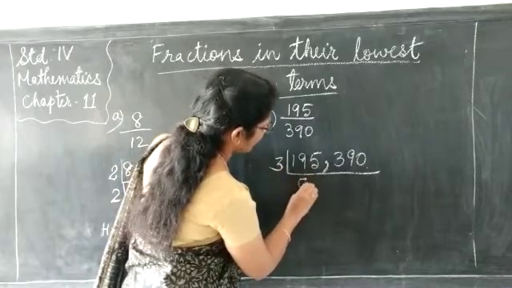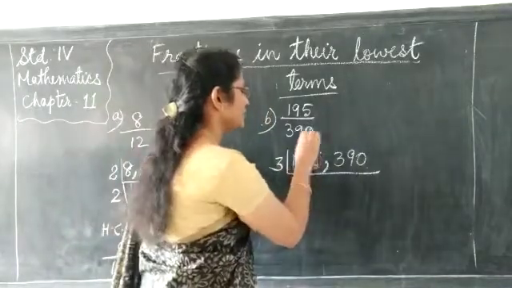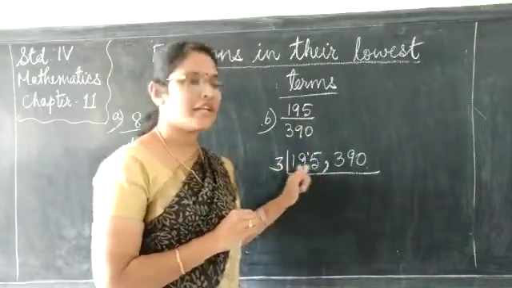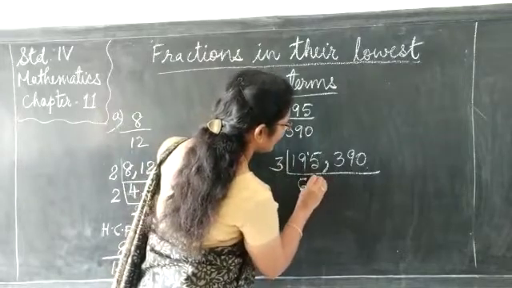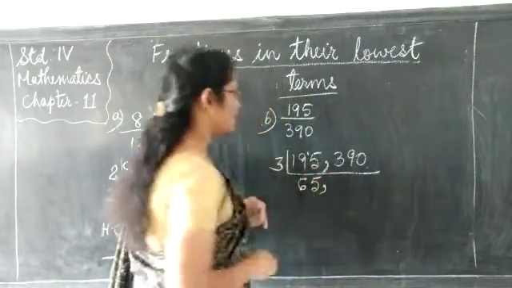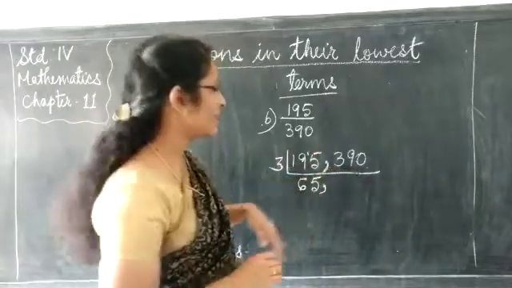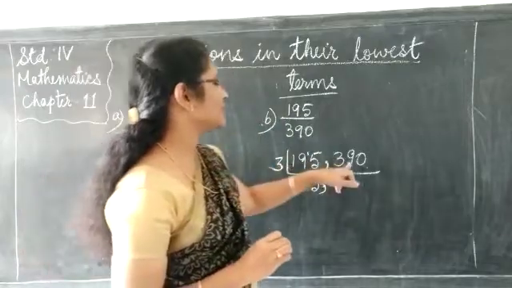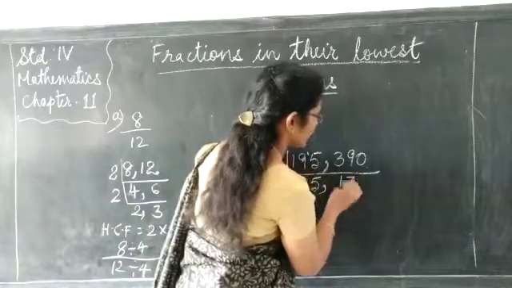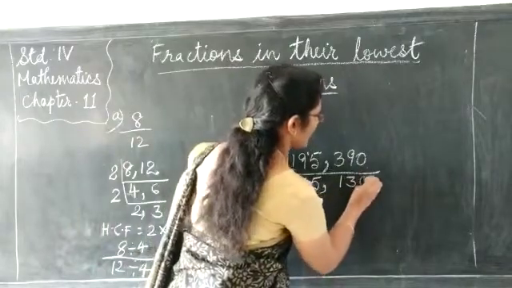3 6s are 18. Then 1 is remaining here. It became 15. How many 3s are 15? 3 5s are 15. Yes. Now, how many 3s are in 3? 3 1s are 3. And how many 3s are 9? 3 3s are 9. And you can bring down the 0.